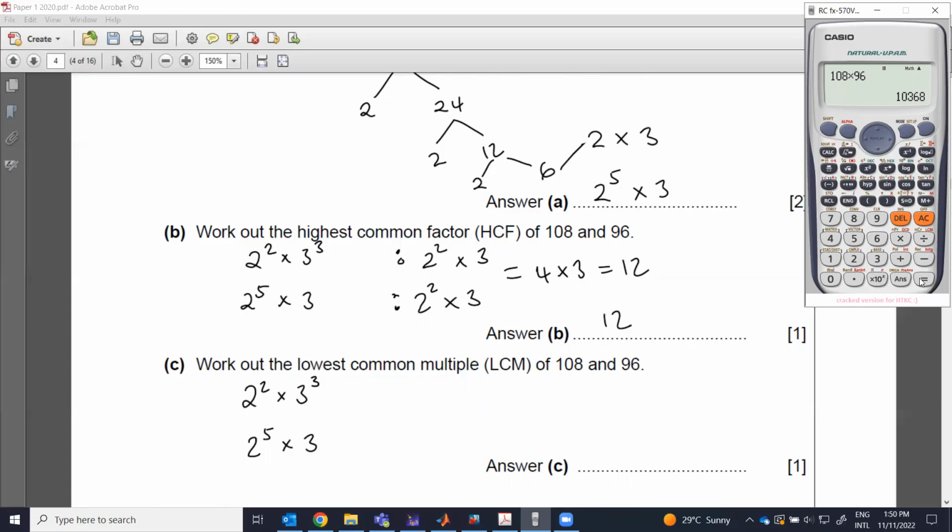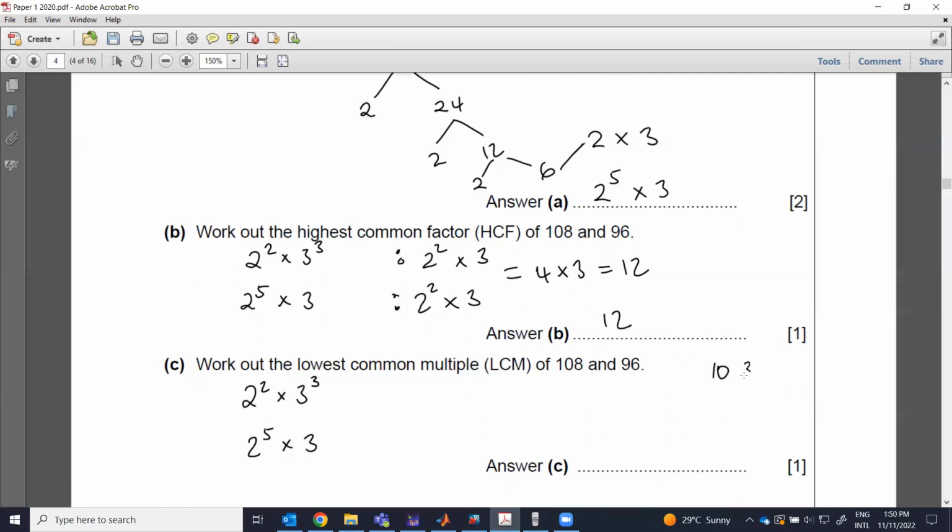That gives me 10,368. Okay, right. So that one may be tempting, to just say, okay, multiply them, but it may not necessarily be the lowest common multiple. So what we do is we try and make these two numbers the same.